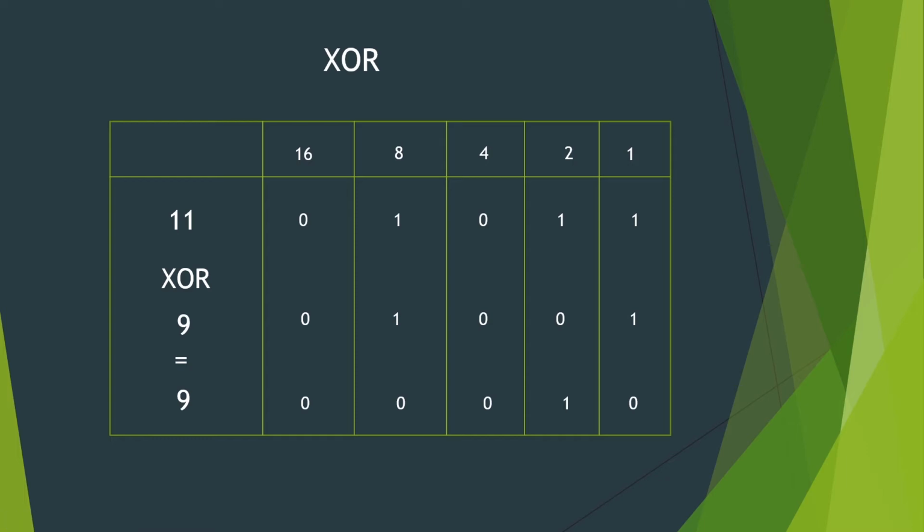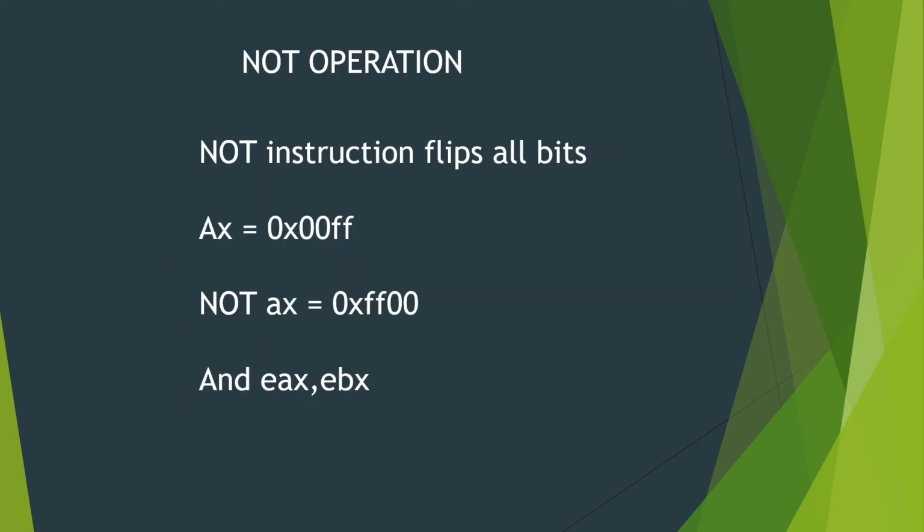So the next, I think you have understood the XOR. Now let's move on to the next operation, that is the NOT operation. This NOT instruction just flips all the bits. That means it changes the zeros to ones and ones to zeros. This is similar to the ones complement we have learned in the previous videos.